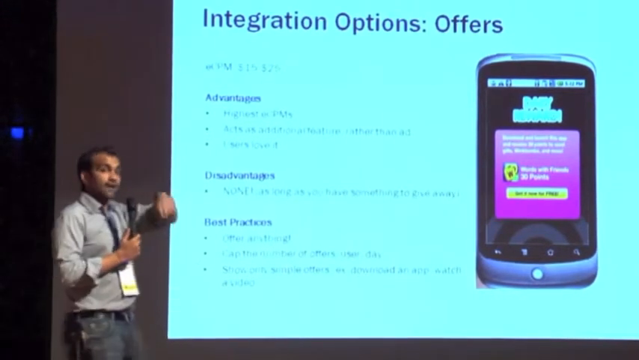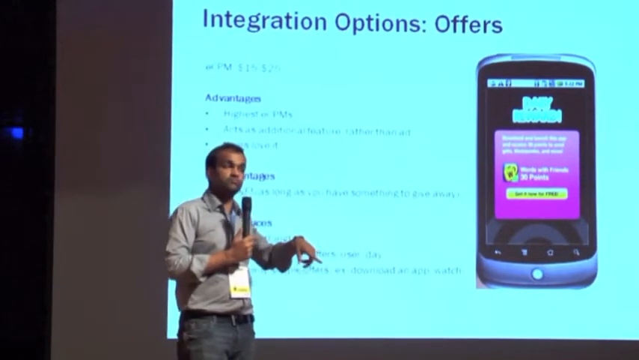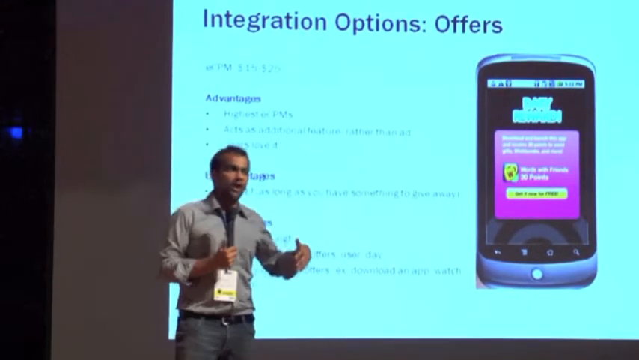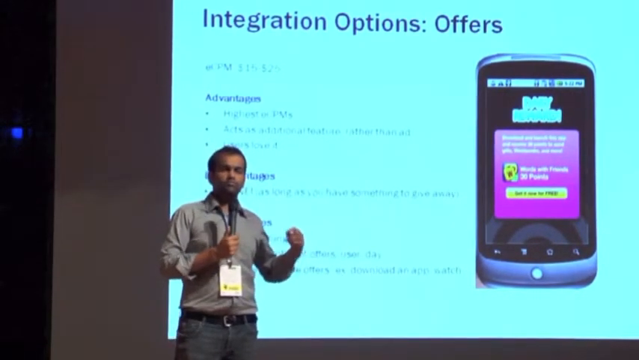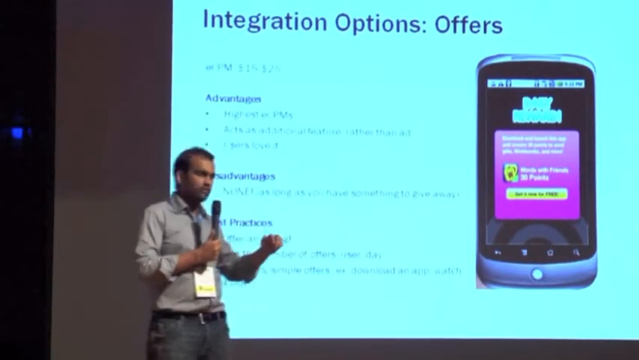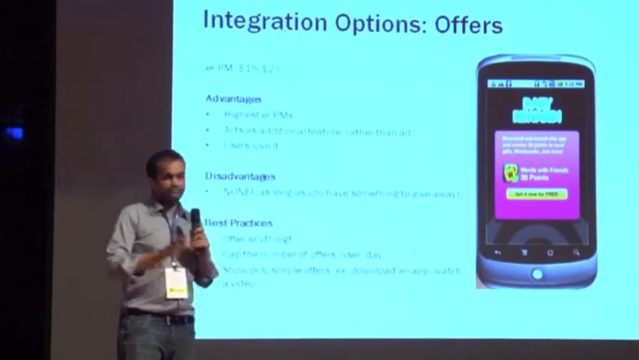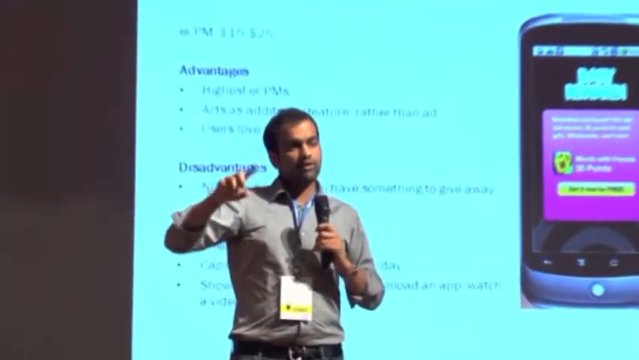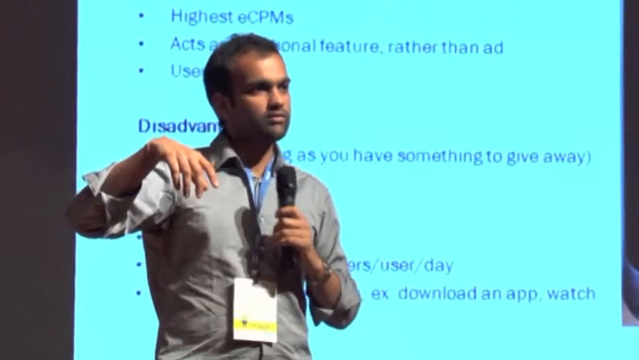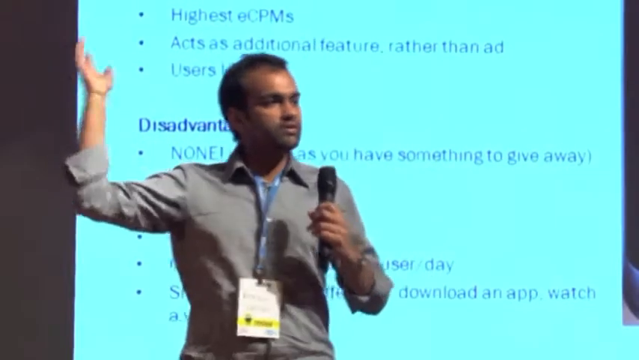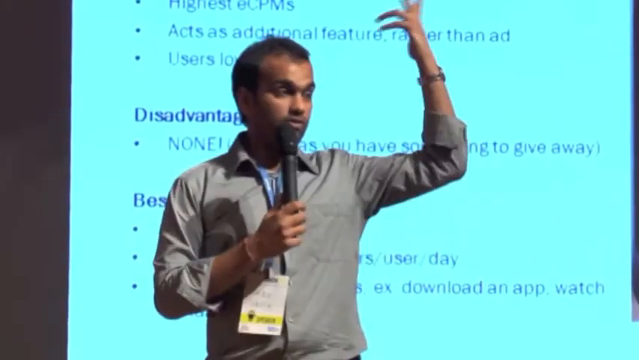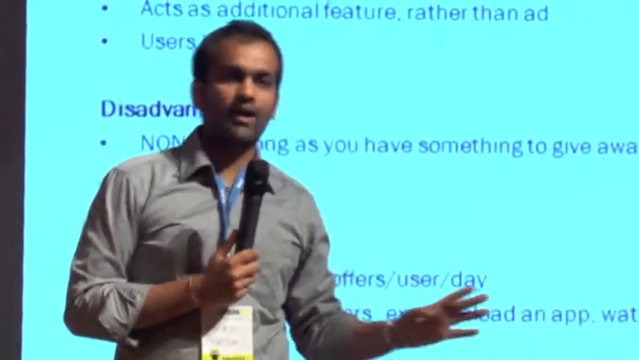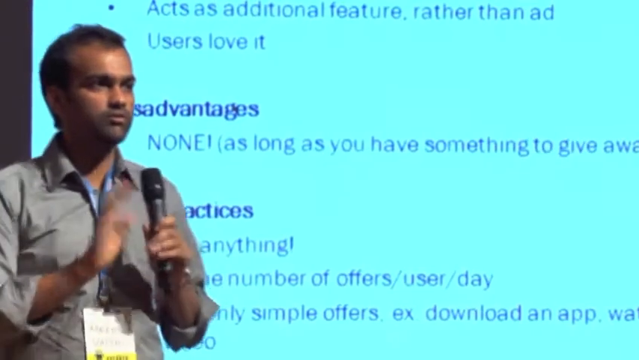Another thing, cap the number of offers per user per day, because you have the risk of just giving too many offers away, and that might actually end up overloading the user, so I would recommend capping the number of offers. Some people do very complicated offers: download this app, get to the third level and play it for 5 minutes. That's like you're asking the user to do 10 minutes to play and come back to the app. Keep it simple. Download an app, watch a video, click on an ad. Those are simple offers that the user understands properly.